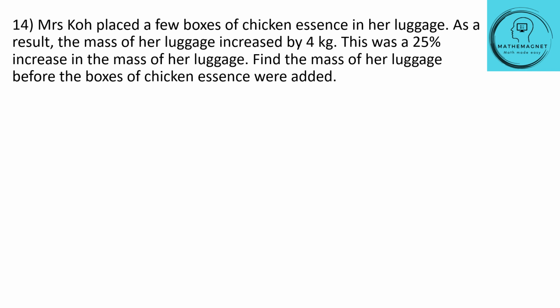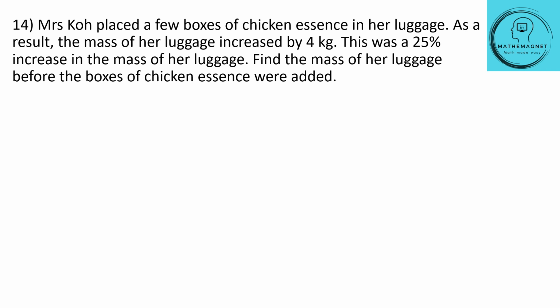So here in her original luggage, she has added a few boxes of chicken essence. So the luggage without the chicken essence becomes your base value, and that is 100%. To that she has added a certain amount of chicken essence boxes. Now they've told us the mass of her luggage increased by 4 kg. So basically she has added 4 kg of chicken essence boxes. Now this difference in percentages, or the percentage increase, is 25%.